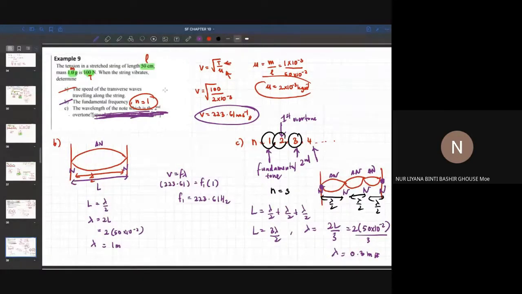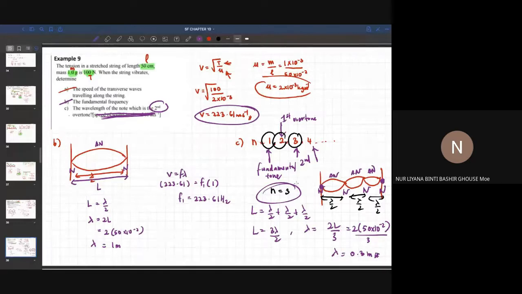Alright, so for part C, wait, I should erase this. The speed of sound in air, we just remove it completely, because they just want to confuse you. They say the wavelength of the note which is the second overtone. For a string, n is 1, 2, 3, 4 and so on. The fundamental tone is n equals 1. When n equals 2, it is the first overtone. When n equals 3, it is the second overtone. So now n equals 3.